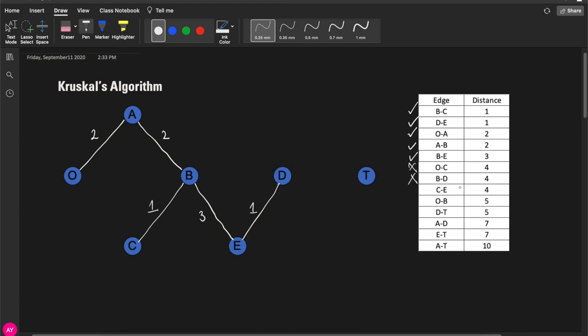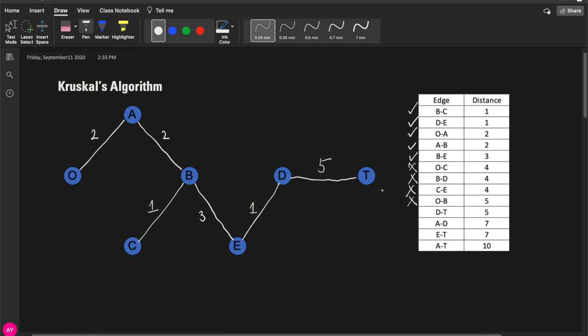Next, CE. Where is CE? CE will also cause a cycle, and therefore we will not add CE. Next, OB. OB will also cause a cycle, and therefore we will not add OB. Next, DT. Adding DT will not cause a cycle, therefore we connect D to T with a distance of 5.